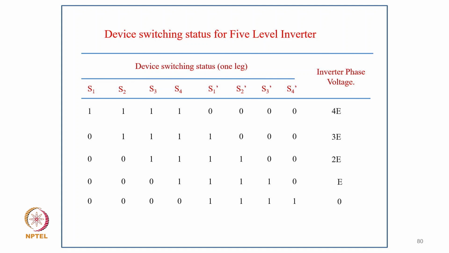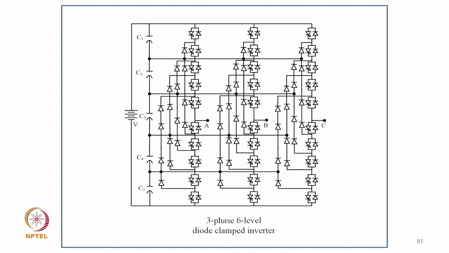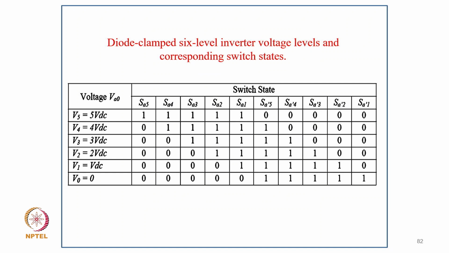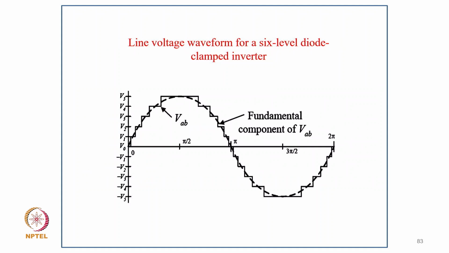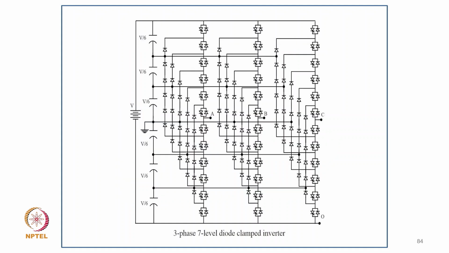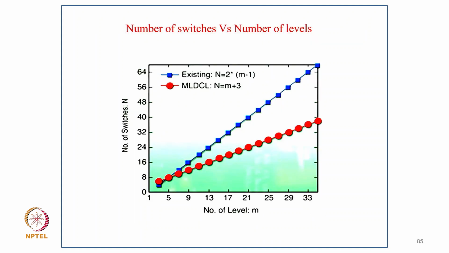status of five-level inverters, the device switching and the inverter phase voltage. And this is the three-phase, six-level diode clamp inverter, and this is the diode clamp six-level inverter voltage level and corresponding switch states, typically from 5 VDC to 0 and then minus 0 to minus 5 VDC. This is the line voltage waveform of the six-level diode clamp inverter. As you can see how close it is to the fundamental. And this is the three-phase, seven-level diode clamp inverter.